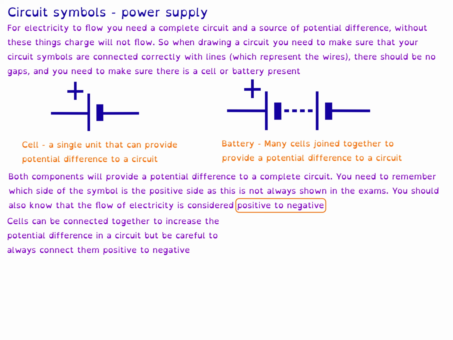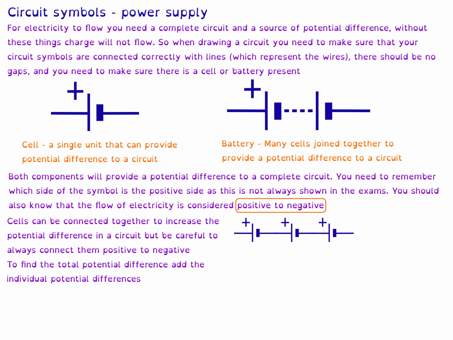Cells can be connected together to increase the potential difference in a circuit, but be careful to always connect them positive to negative. To find the total potential difference, add the individual potential differences. So here we have 3 cells correctly connected together. If each cell is 1.5 volts, then the total potential difference is 1.5 plus 1.5 plus 1.5, which gives 4.5 volts.